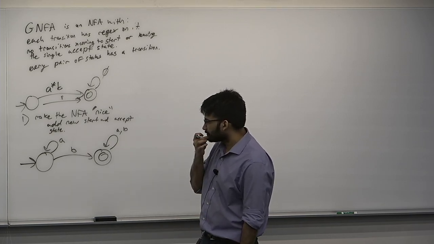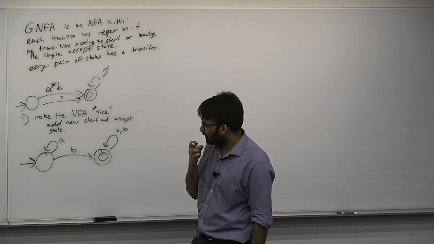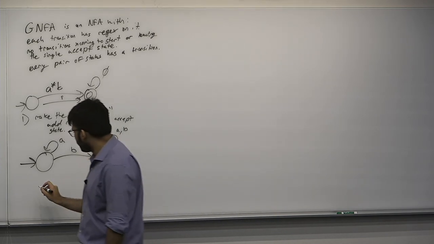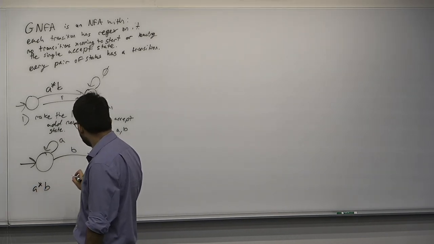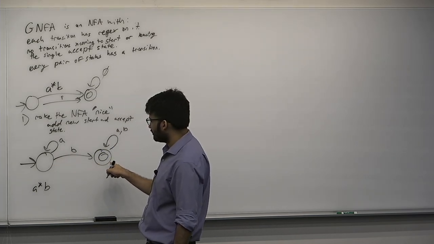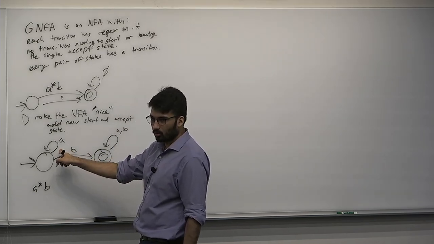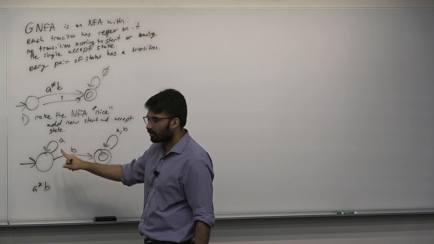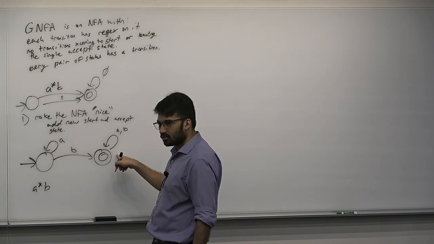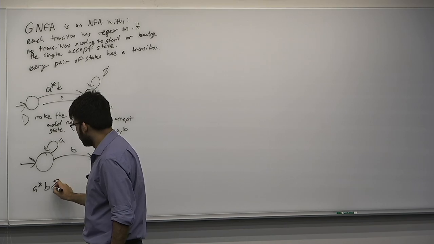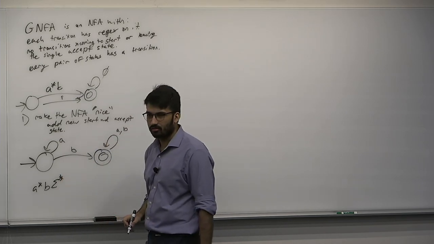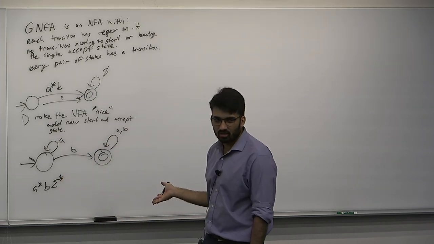So is this one A star? Yeah, so if we were just to look at this and write it, it would be A star, B, and you have to take the B to accept. But you can have zero or more A's, including zero, so it's going to be A star. Then it's any A or B, so that's going to be just sigma star, right? That's what that should give us. Just a sanity check. Sometimes you can look at it and do it nicely.